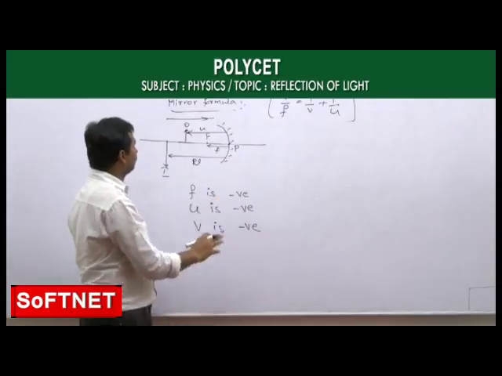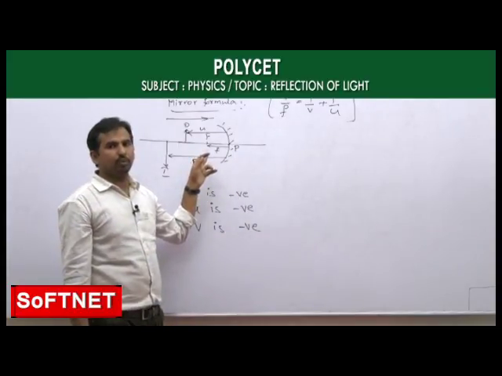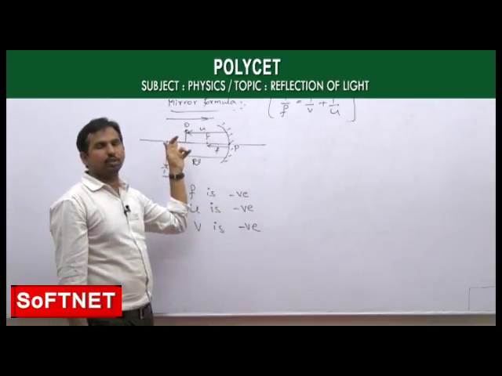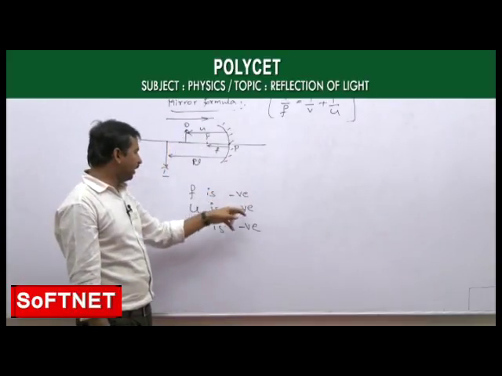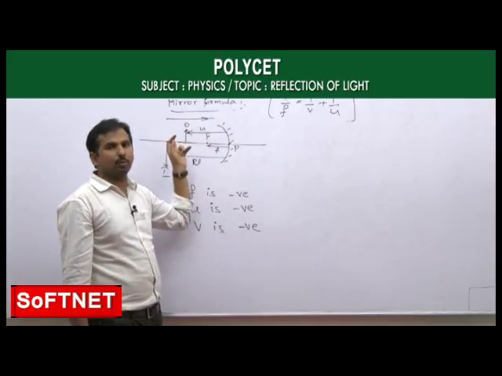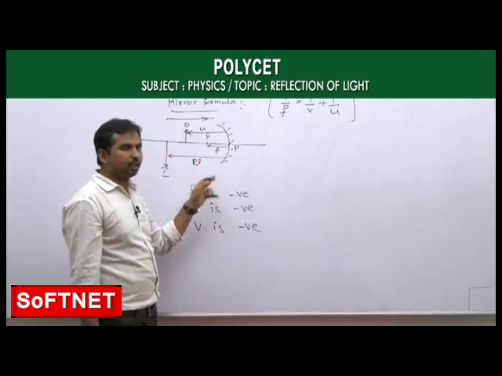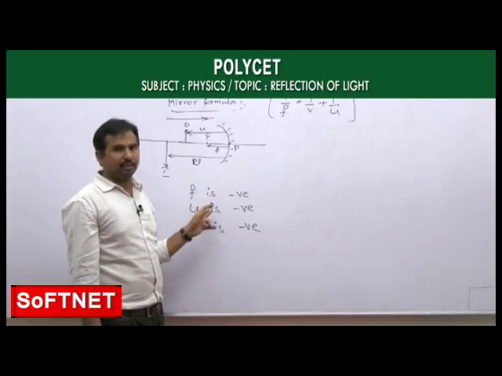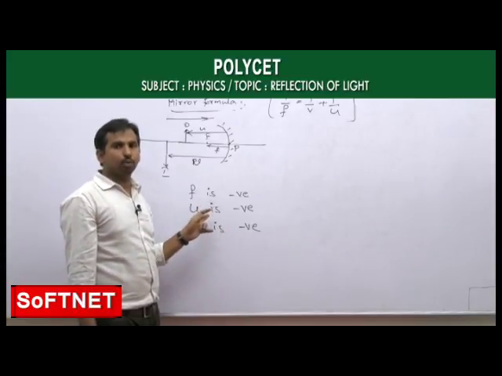These are the sign conventions for the case of a concave mirror. f is negative because we are measuring it opposite to the incident light ray direction, and u is negative because it is also measured opposite to the direction. v is also negative because the distance measured is in the opposite direction of the incident light ray. That is rule 2.